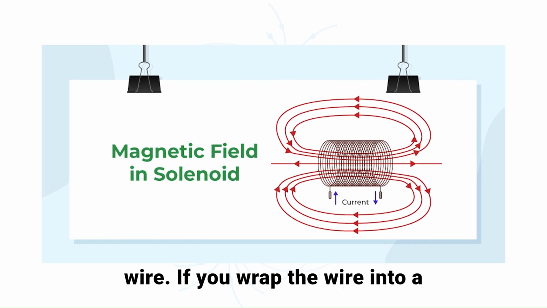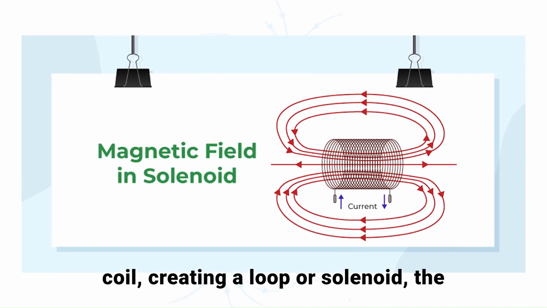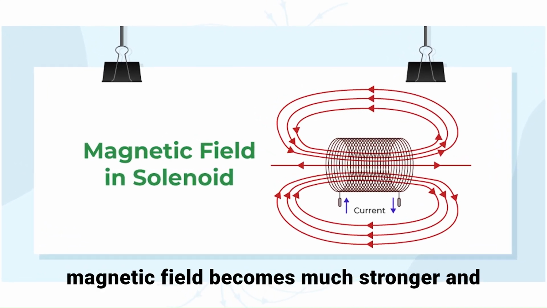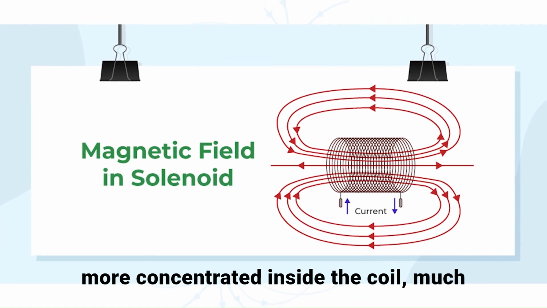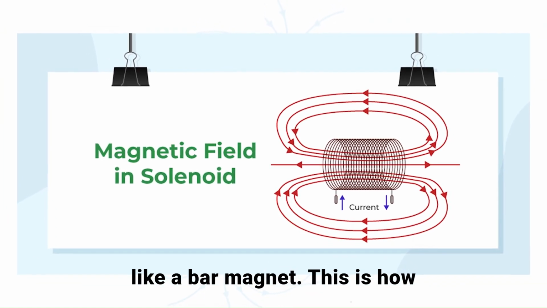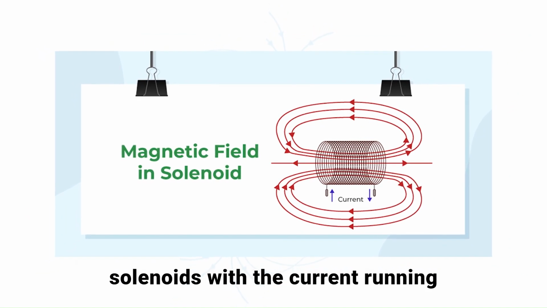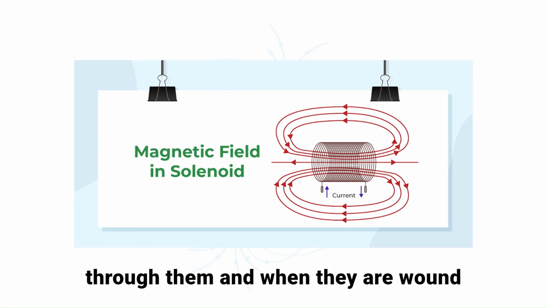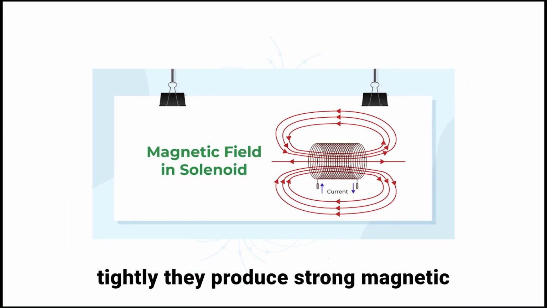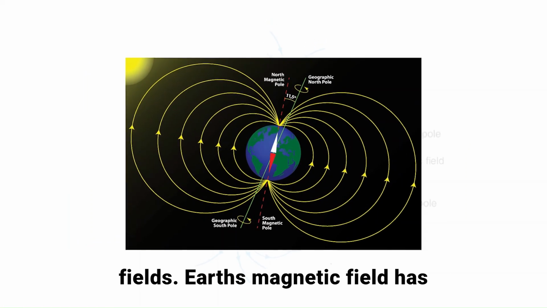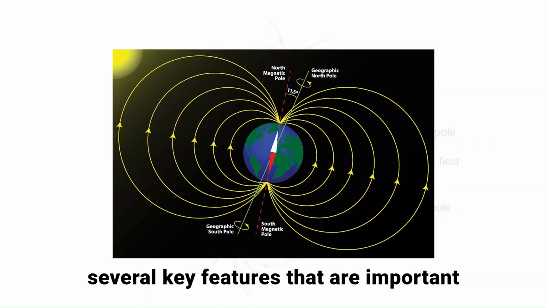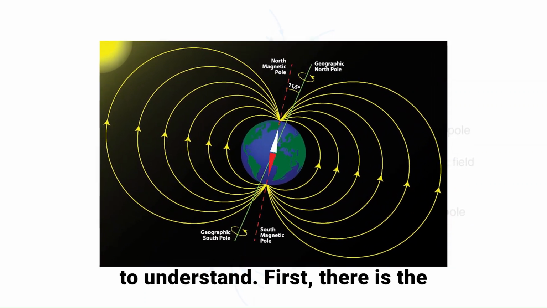If you wrap the wire into a coil, creating a loop or solenoid, the magnetic field becomes much stronger and more concentrated inside the coil, much like a bar magnet. This is how electromagnets work. They are simply solenoids with a current running through them, and when they are wound tightly, they produce strong magnetic fields.